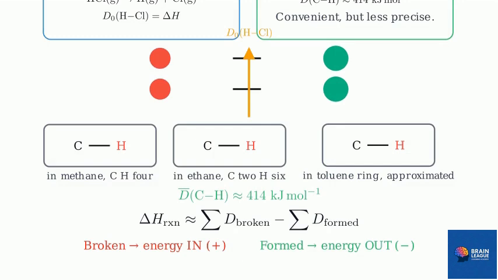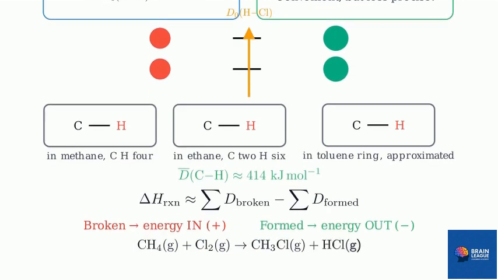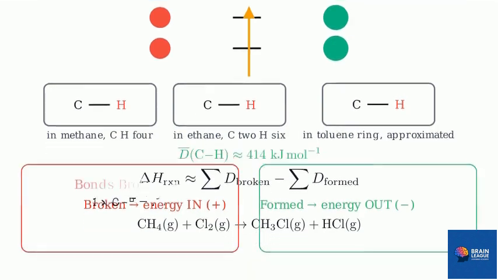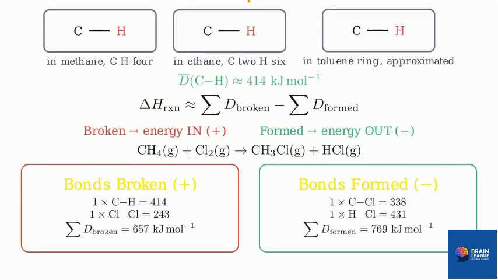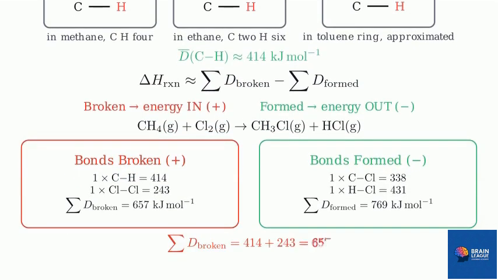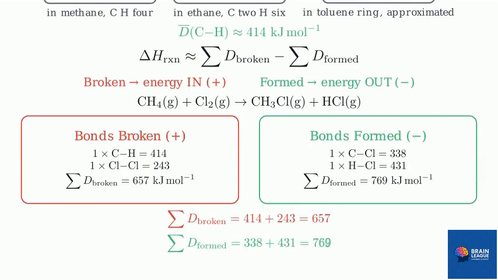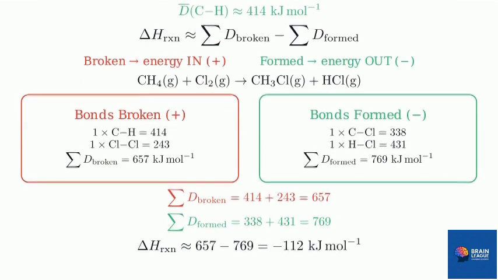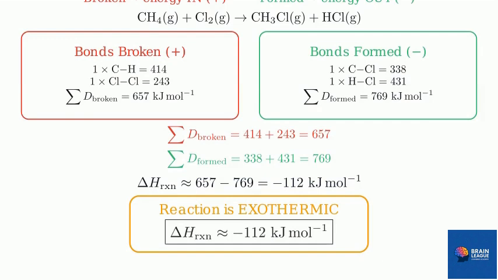Now, the worked example, carefully and correctly. Calculate delta H for methane plus chlorine making chloromethane and hydrogen chloride using average bond enthalpies. We break 1 carbon-hydrogen bond and 1 chlorine-chlorine bond. We form 1 carbon-chlorine bond and 1 hydrogen-chlorine bond. Let's list bonds broken and formed. Then we compute the sums and subtract. Finally, we report delta H is negative 112 kilojoules per mole, exothermic.